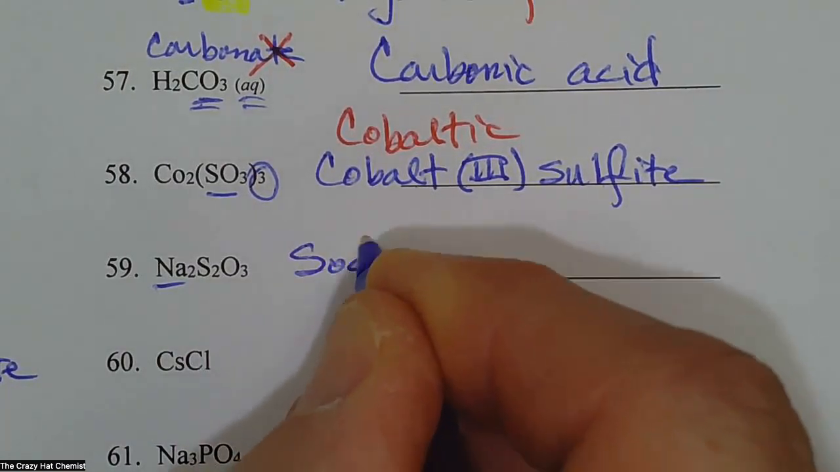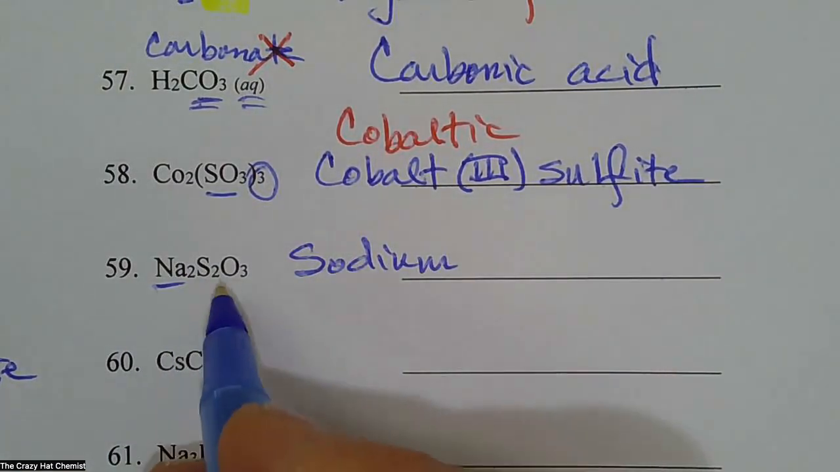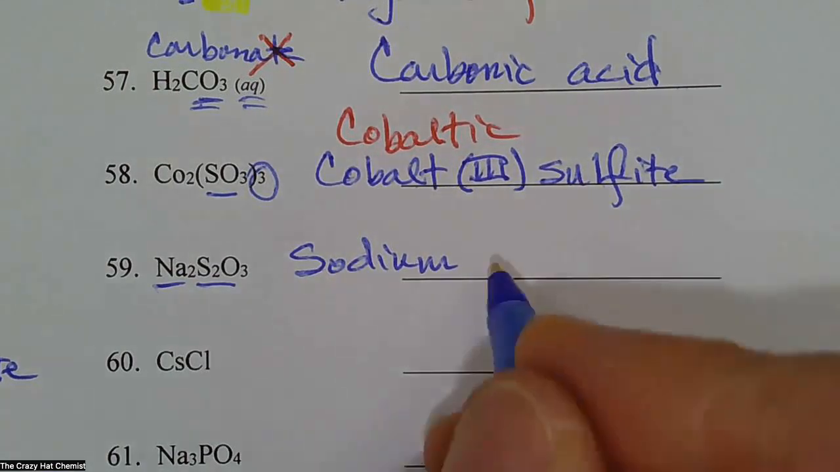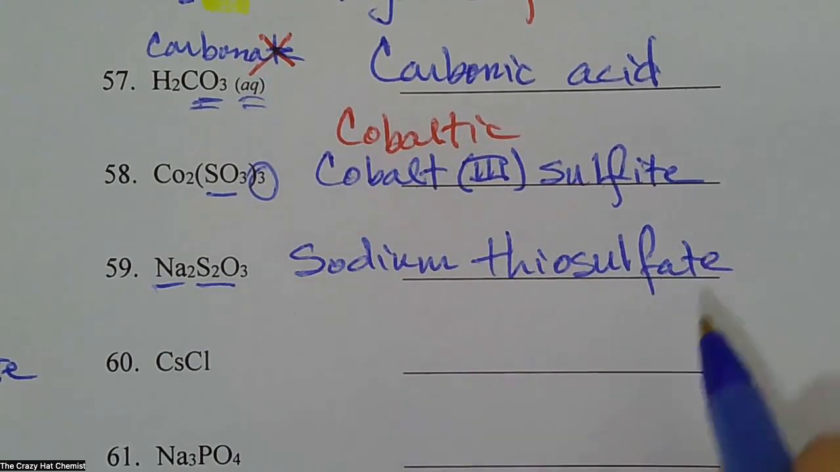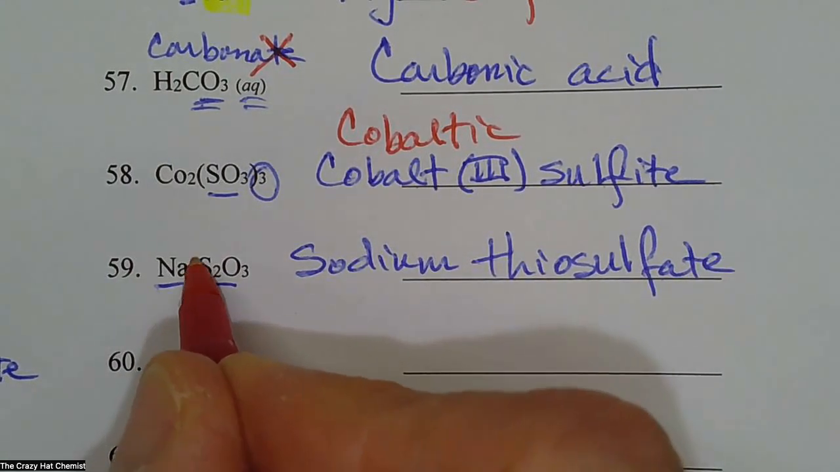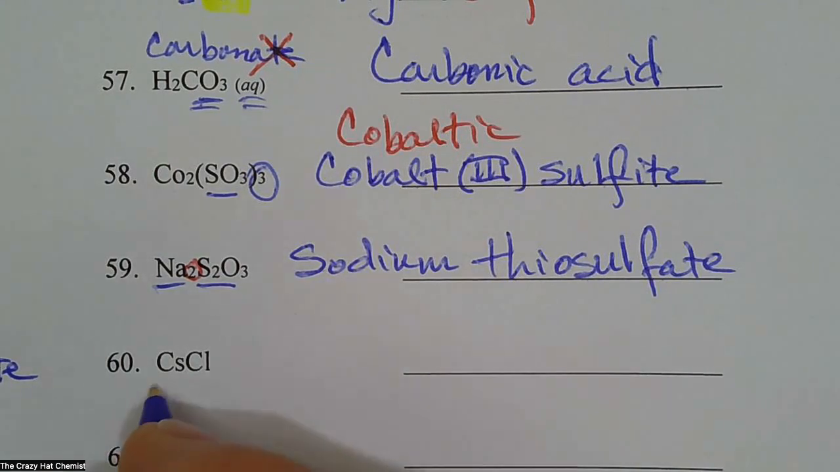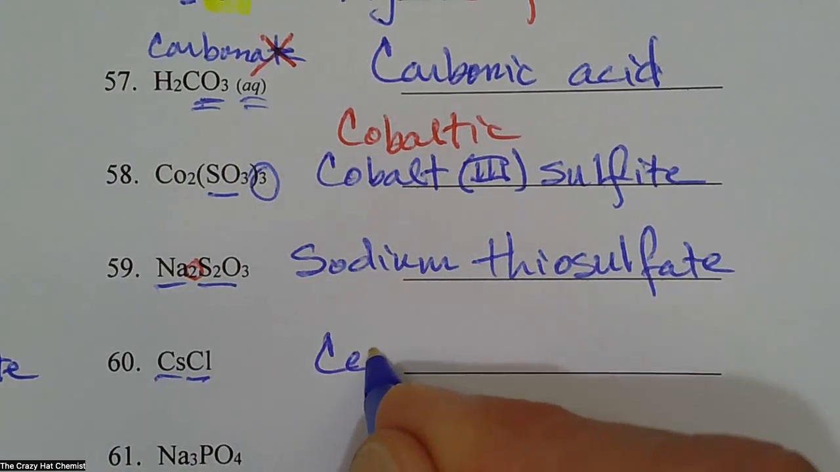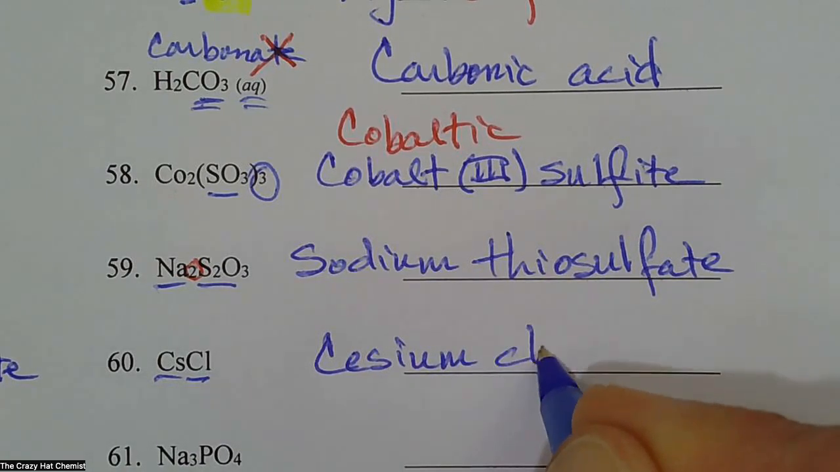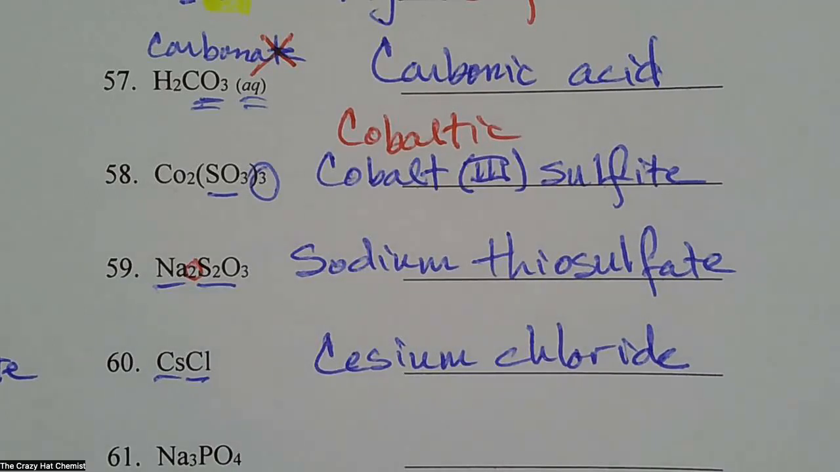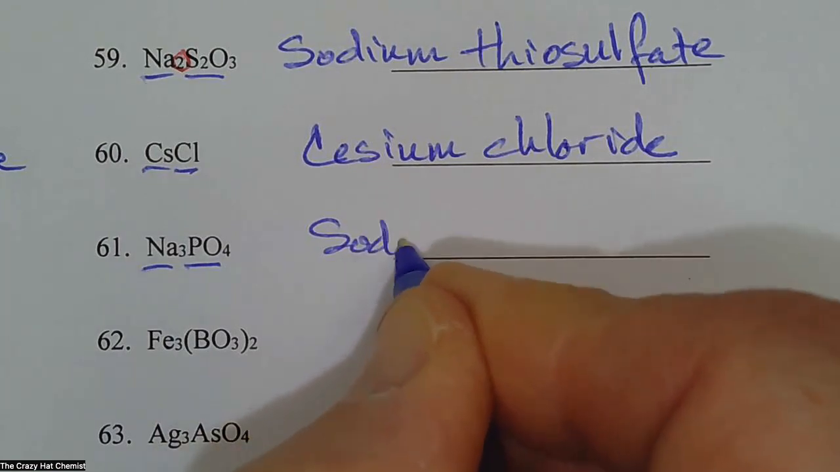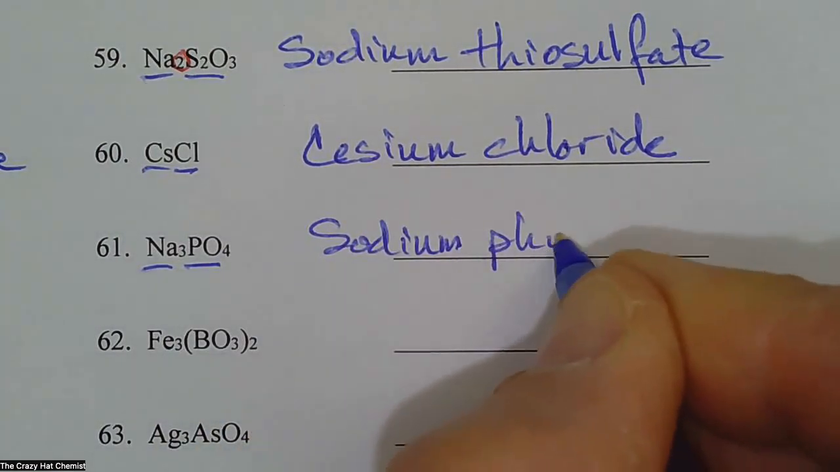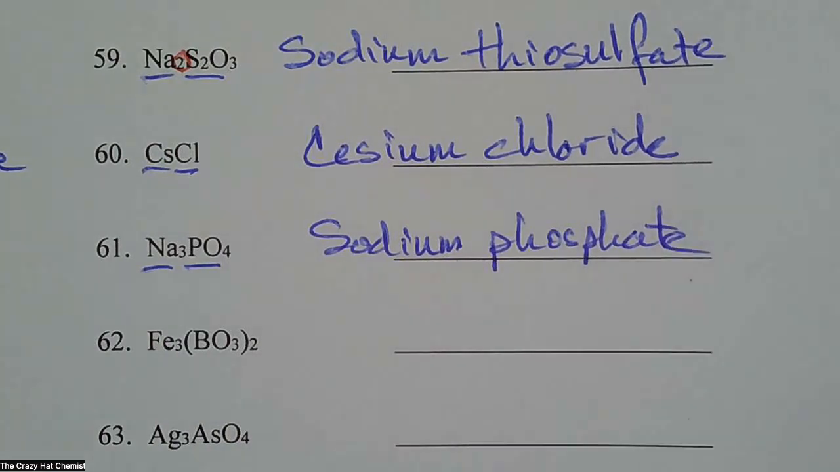Sodium. And this is a polyatomic ion, thiosulfate. And notice that the thiosulfate has a 2- charge. That's why that is right there like that. This is cesium chloride. Sodium phosphate. Notice that the phosphate has a 3- charge.